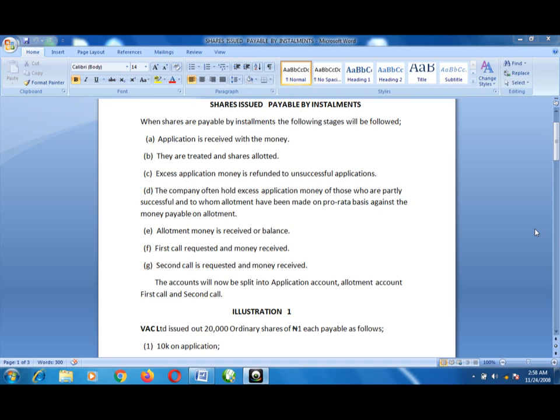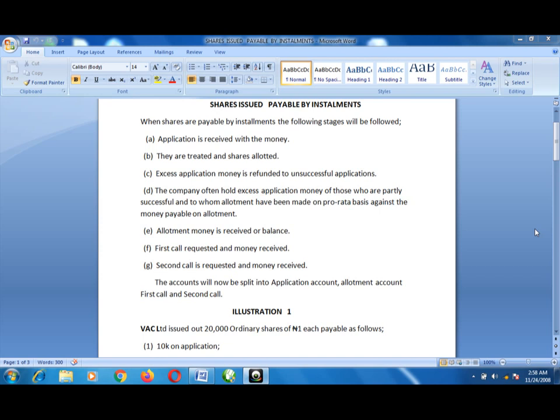Three, excess application money is refunded to unsuccessful applicants. That is, if the company receives more applications than the number of shares that are available, the moment they allot the shares to successful shareholders, the unsuccessful shareholders' money will be refunded to them. As a result of that, the company often holds excess application money of those who are partly successful, that is, those to whom allotment has been made on prorata.